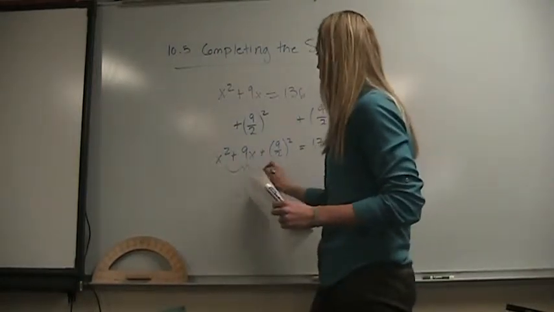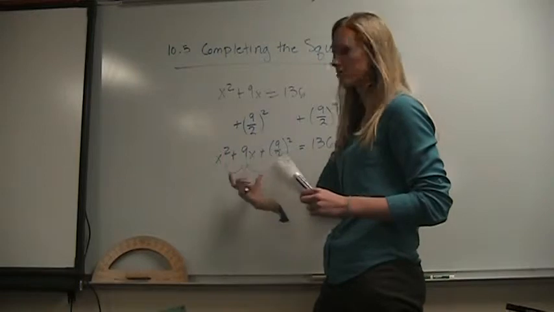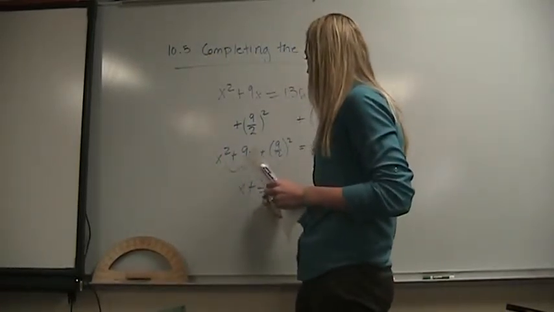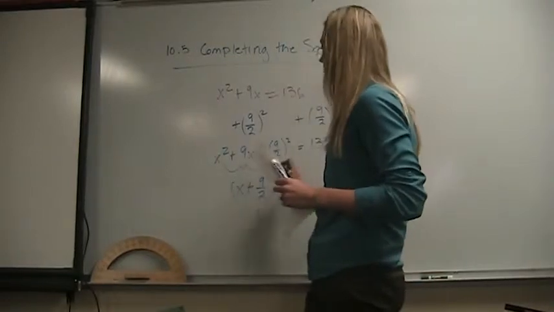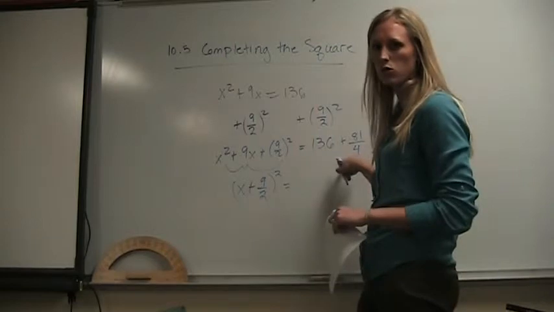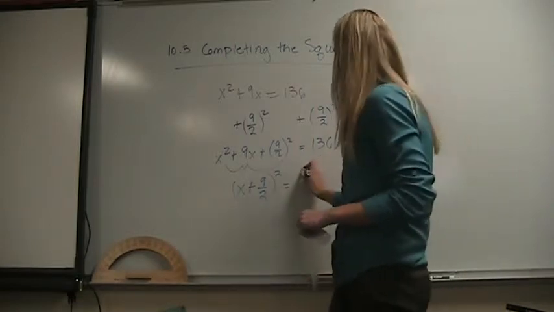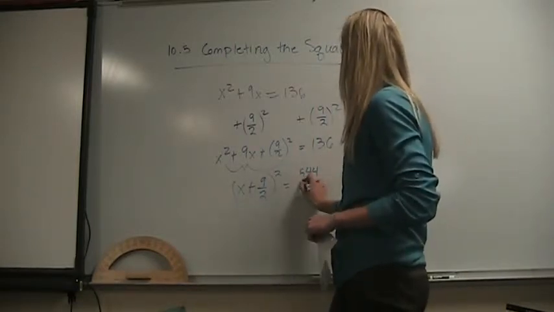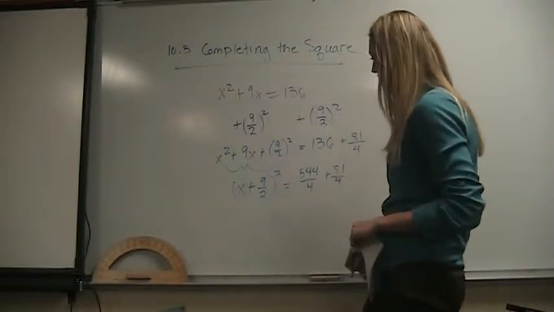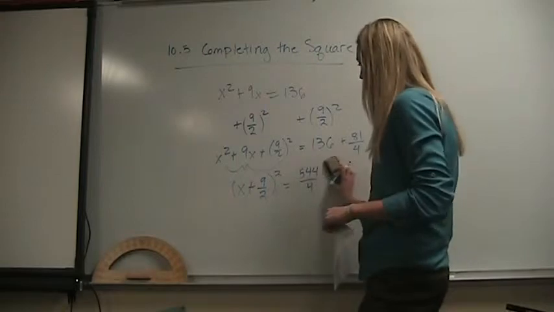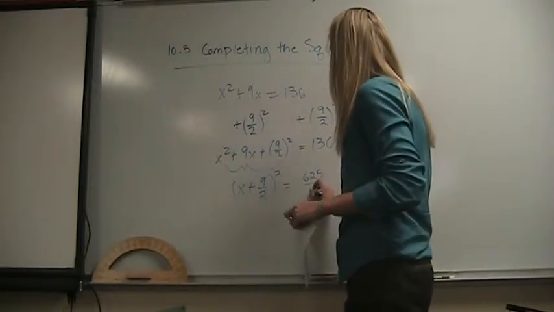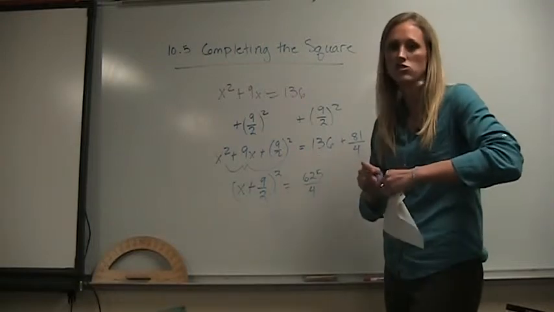Now, this is what we just learned from that example. This is always going to factor to be x plus whatever term I just added, squared, equals 136. I want to convert that to fourths so that I can add these. This is 544 fourths plus 81 fourths. And once I add these two, this simplifies to be 625 fourths.